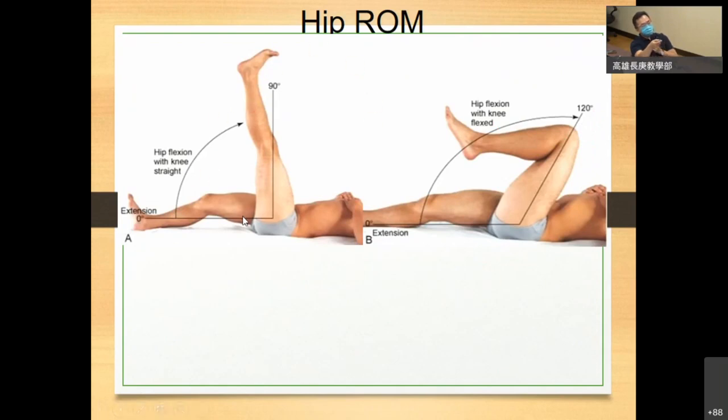these pictures. And we describe a patient with hip flexion about 120 degrees, with the knee flexed about 90 degrees. You can imagine these pictures.